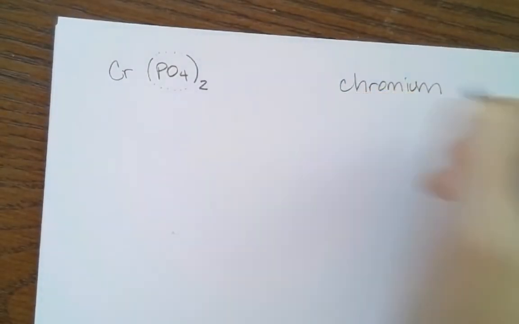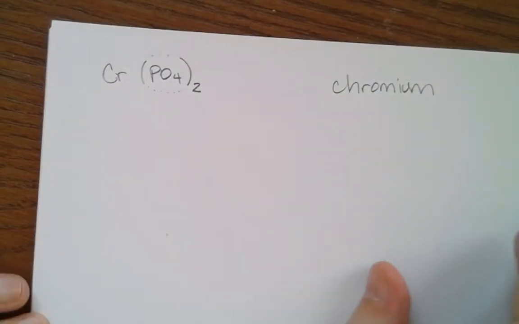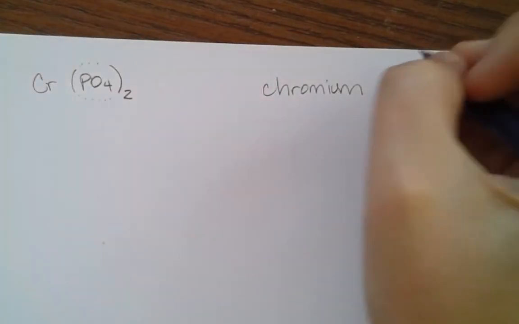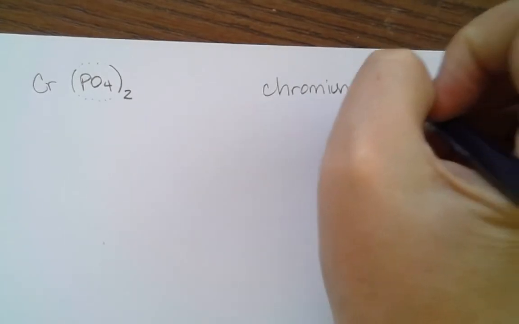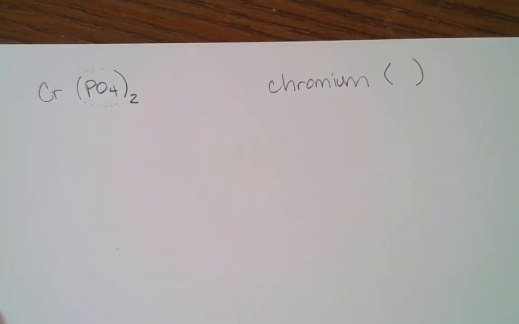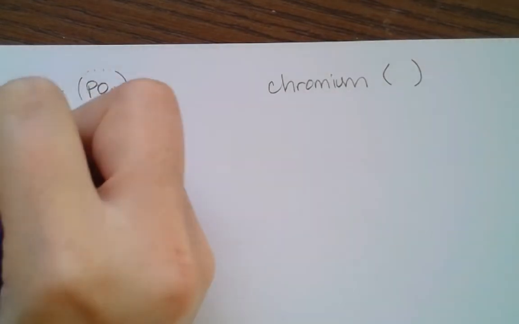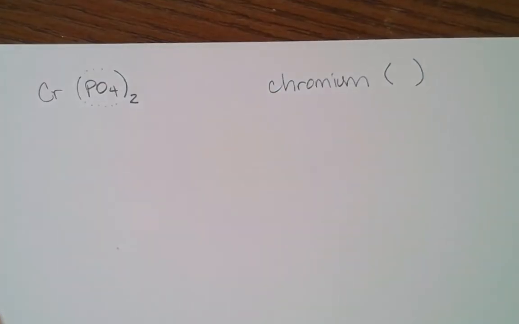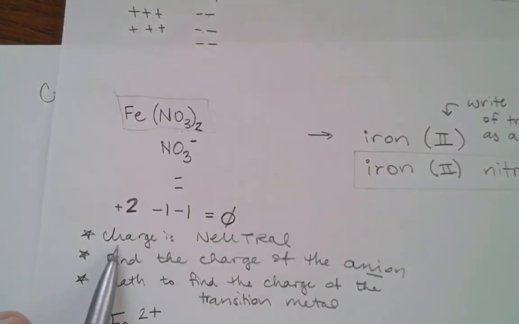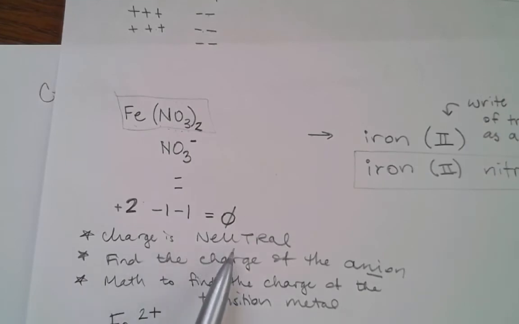But we also say chromium's in the sea of transition metals. We are going to need to write its positive charge in parentheses because it is a transition metal. Great. We know it's positive something. Use the same steps. We know the net charge of the compound is neutral. Find the charge of the anion.